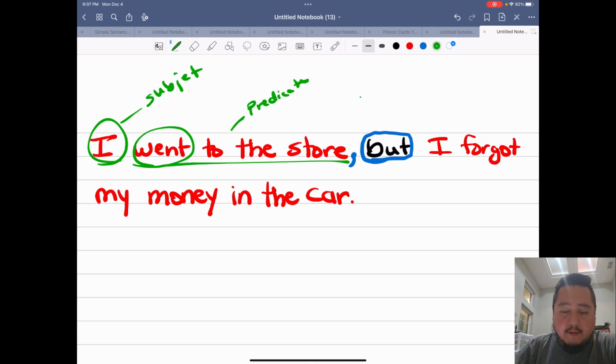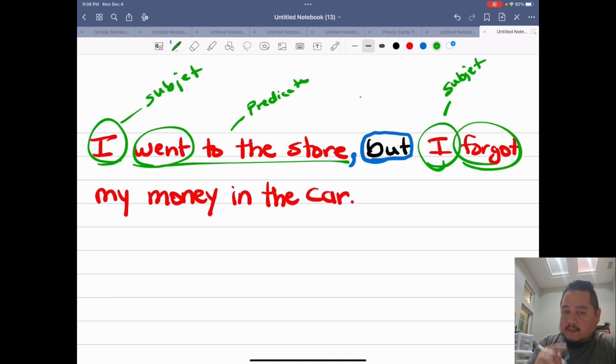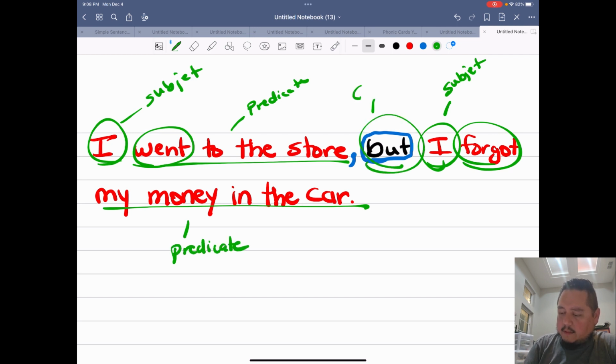I could just place a period there and say, I went to the store, period. I forgot my money in the car. But it just doesn't connect well without that connecting word. So we're going to do it again. Who? I, because I'm still talking about myself. And what did I do? I forgot. That's my verb, but let's do the whole predicate: my money in the car. That's the second predicate. They're combined with the word but, which is your conjunction, or your connecting word, or fanboy. We can call it whatever.